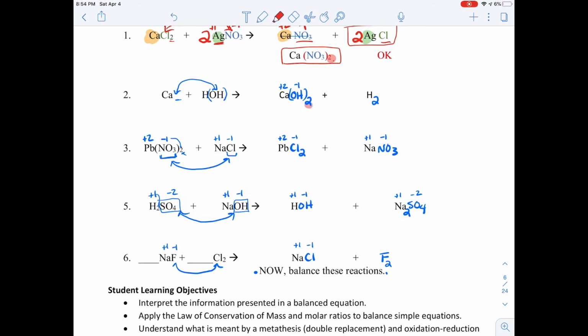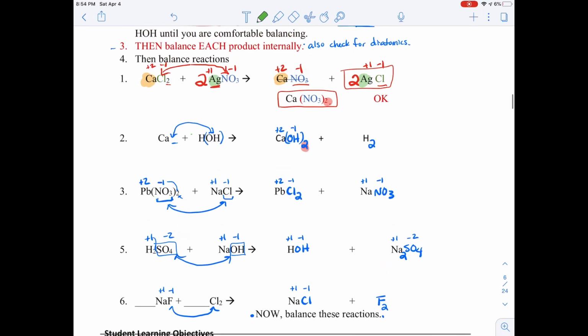I'm looking for a 2. The first 2 I see is with my OH group. So I'm going to put a 2 in front. And that gives me 2 H's, which I have 2 H's. That's good. Everything's balanced.